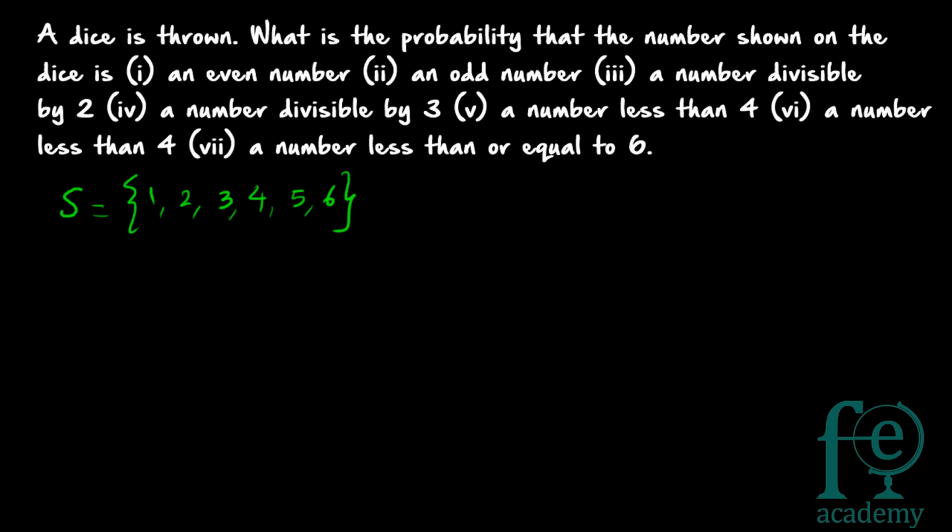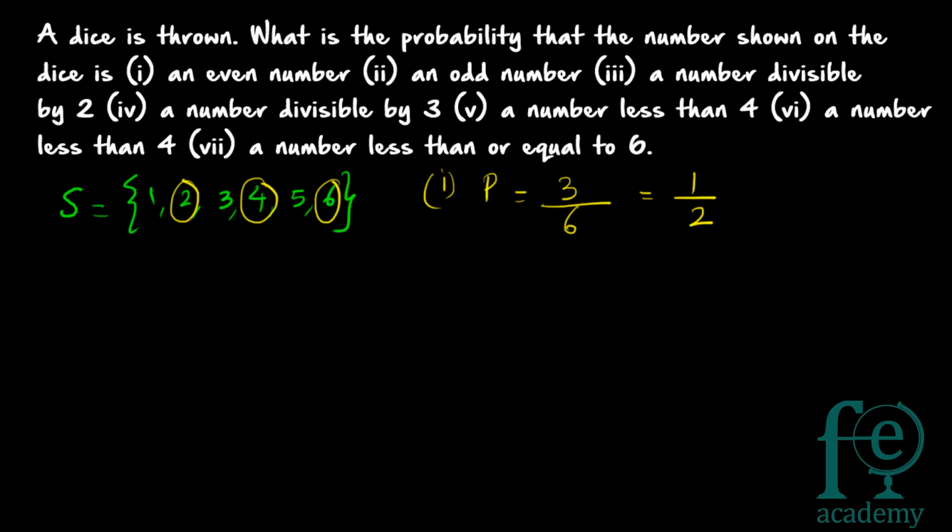Now what is the first question? What is the probability that the number shown is an even number? So how many favorable outcomes are there? The number of favorable outcomes is equal to the number of even numbers. How many even numbers are there? 2 is an even number, 4 is an even number, 6 is an even number. So the probability of an even number to occur will be equal to 3, which is the number of favorable outcomes, divided by the total number of outcomes, which is 6. So 3 by 6, which gives you 1 by 2. Always probability should be expressed in the lowest terms.